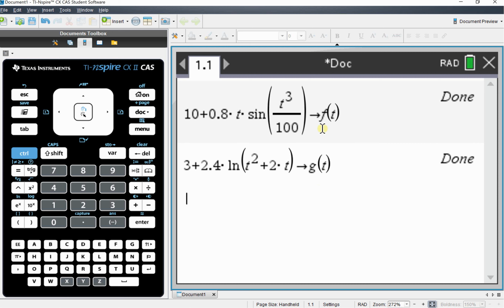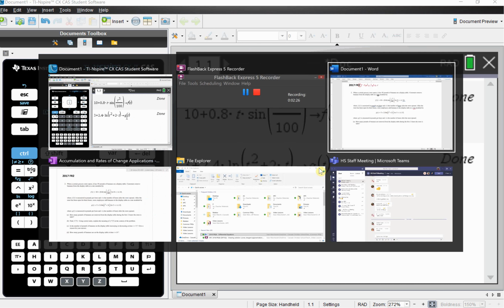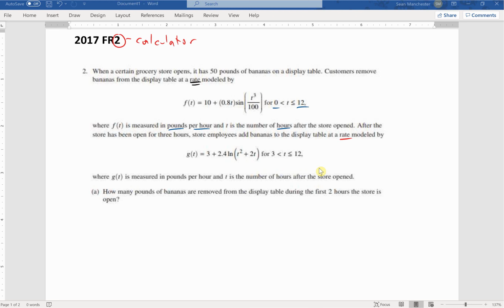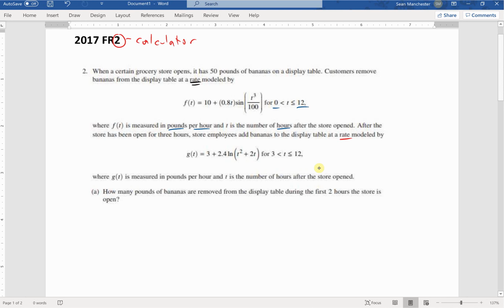So f, remember, is the rate at which bananas are leaving the shelf. G is the rate at which bananas are going onto the shelf after 3 hours have passed. Alright, so let's go back to the problem and see what we're being asked. It says, how many pounds of bananas are removed from the display during the first 2 hours that the store is open?